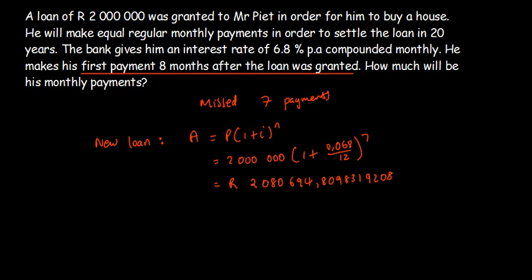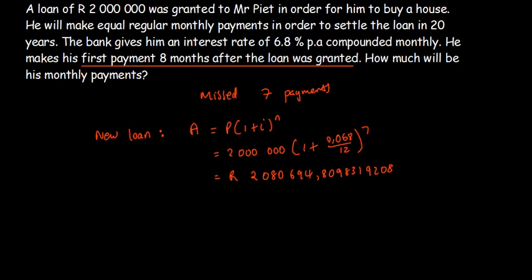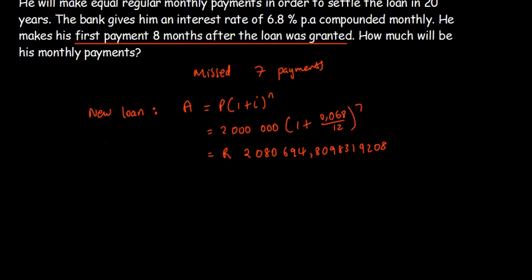Now that we have the new loan, the question says how much will be his monthly payments. So now you're going to say the loan has increased. Now you can calculate the new monthly payments. Usually they call them the new monthly payments or the increased monthly payments. So you'd say P is equal to x, right? 1 minus 1 plus i to the power of negative n, you divide that by i. Now the present value now will be the new loan there, okay?